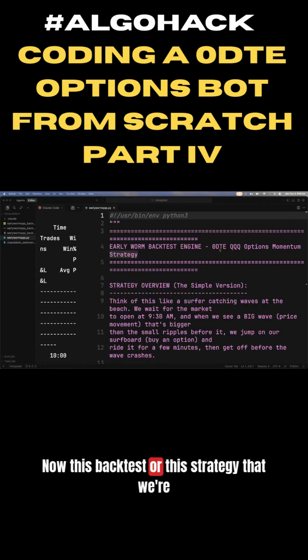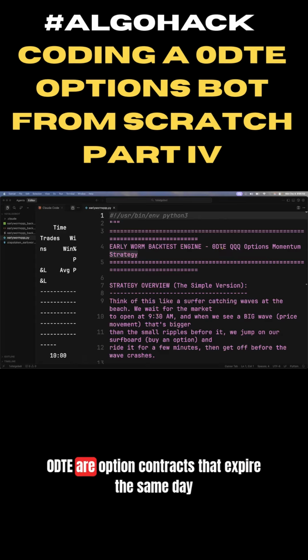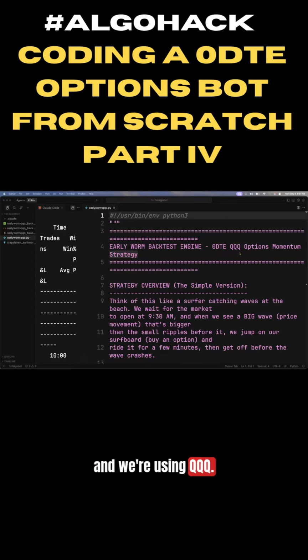Now, this backtest, or the strategy that we're building, is for 0 DTE QQQ options. What is 0 DTE? 0 DTE are option contracts that expire the same day, and we're using QQQ. QQQ is the top 100 tech companies within the NASDAQ.